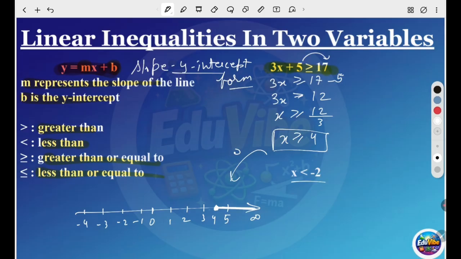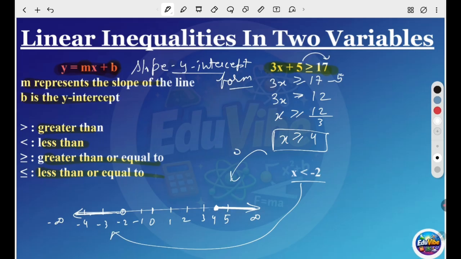And what about x less than minus 2? On the same number line, this is minus 2. Minus 2 is not included, so we make the round, blank circle, and this goes over there till minus infinity. That's how on the number line we have to denote these things.